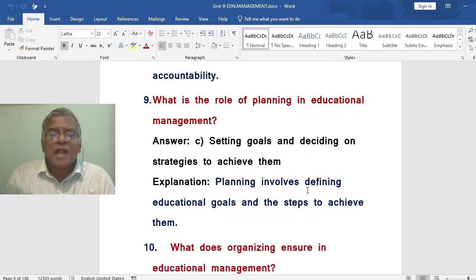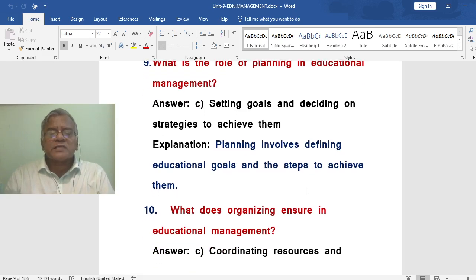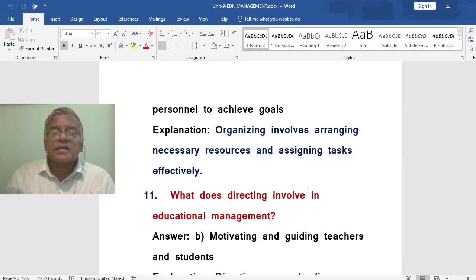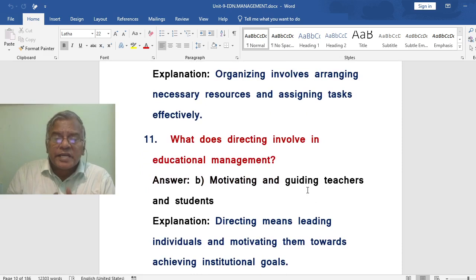What is the role of planning in educational management? Setting goals and deciding on strategies to achieve them. Planning involves defining educational goals and the steps to achieve them. What does organizing ensure in educational management? That is coordinating resources and personnel to achieve goals. Organizing involves arranging necessary resources and assigning tasks to the staff effectively.